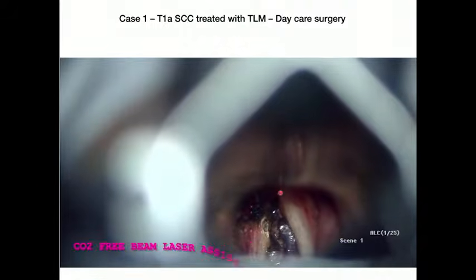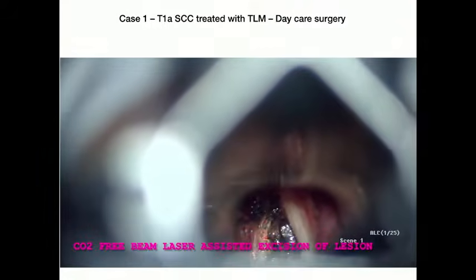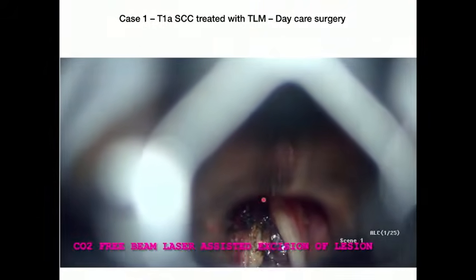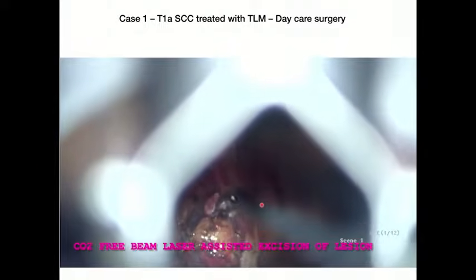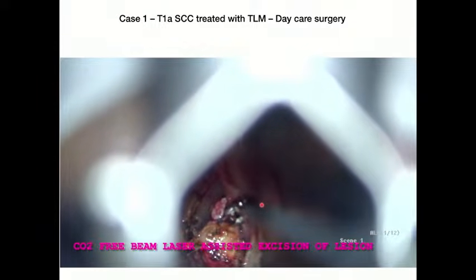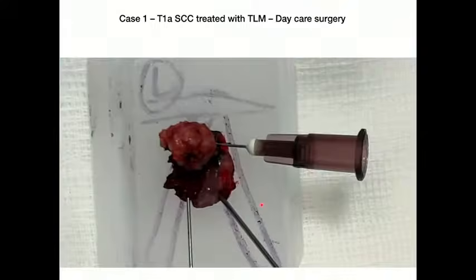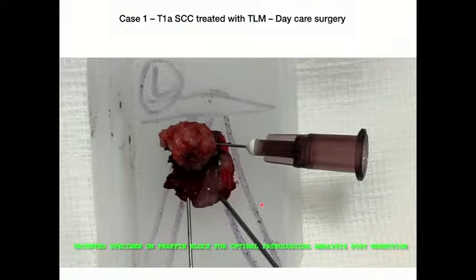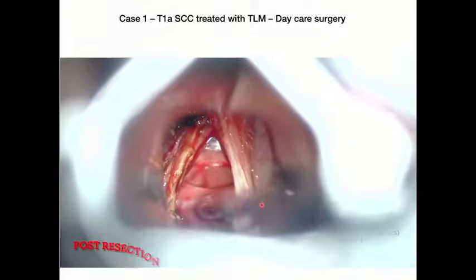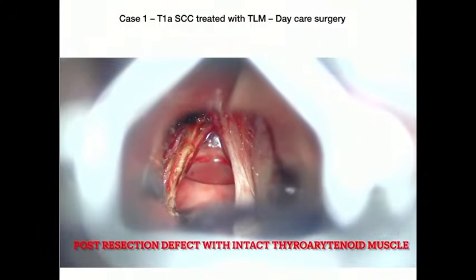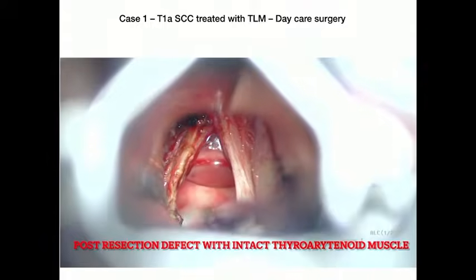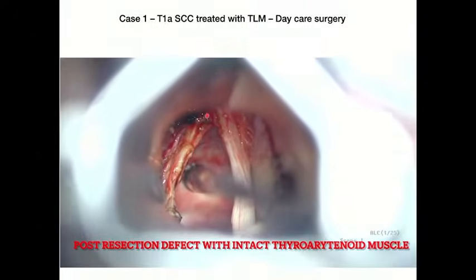This was a professor of one of the medical colleges in Bangalore who presented with a vocal cord lesion, and as sir mentioned, I didn't do a biopsy in this case. So straight away we counseled the patient and went ahead with the transoral excision biopsy. As I just mentioned, I do a type 2 cordectomy for all my patients. So this is the anterior commissure, and that's the thyroarytenoid muscle.